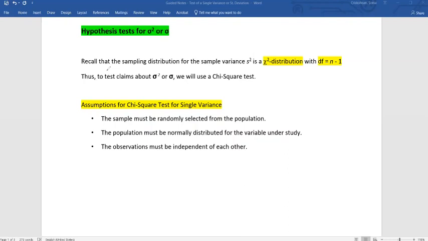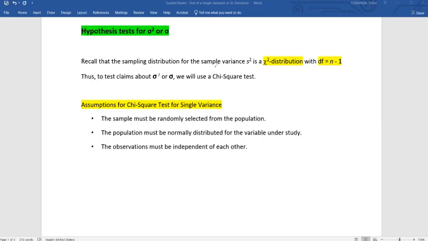Hello. In this video, I will be talking about the test of a single variance. In other words, we will do hypothesis tests for sigma squared or sigma. This is the variance and this is the standard deviation of the population. They actually go together well since the standard deviation is the square root of the variance.